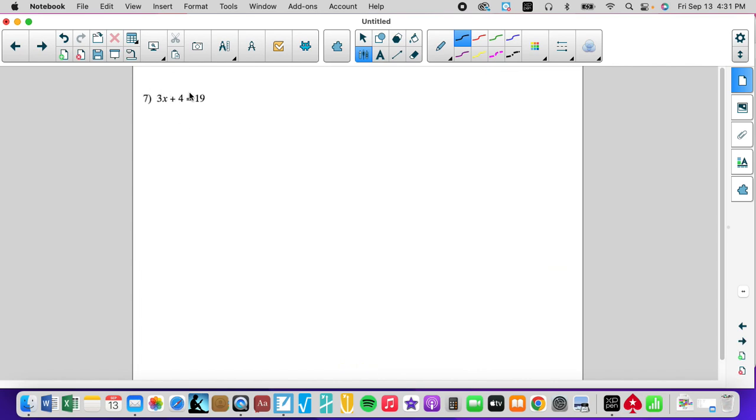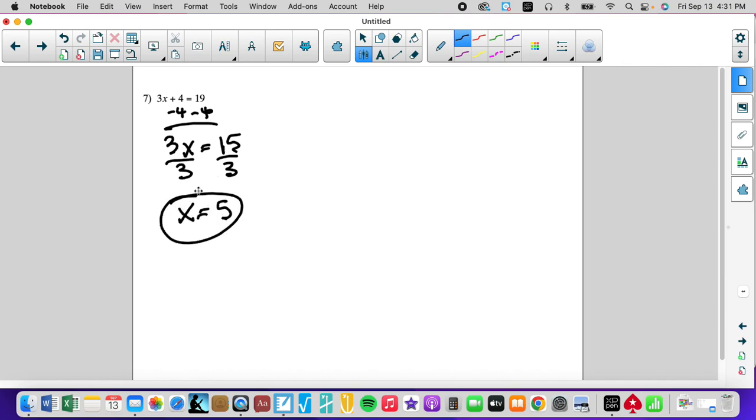This is your traditional two-step. Something's being added, something's multiplying. We're going to get rid of things being added and subtracted first. 3 is multiplying. We divide by 3 because that's the inverse. And we're left with x equals 5.